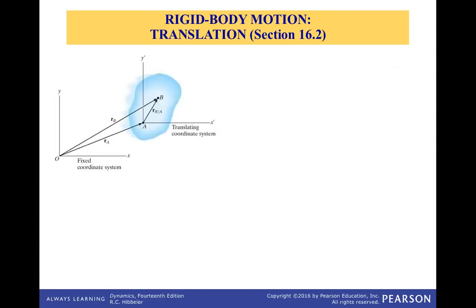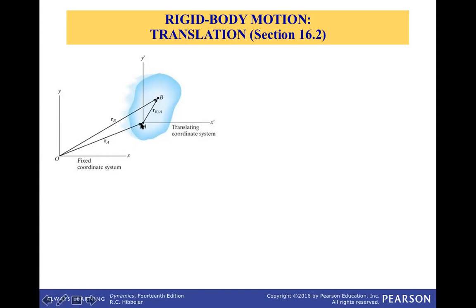In general, if you have a rigid body, say this shaded area here, it might have rotational motion, or it might just have translational motion. For example, if this body is moving with a certain motion, we can always pick this point over here as a reference. And then you can have a fixed coordinate system, which is at a fixed point somewhere outside the body.